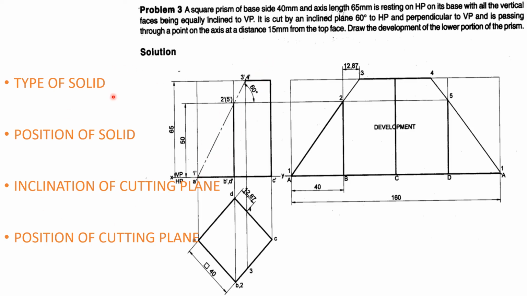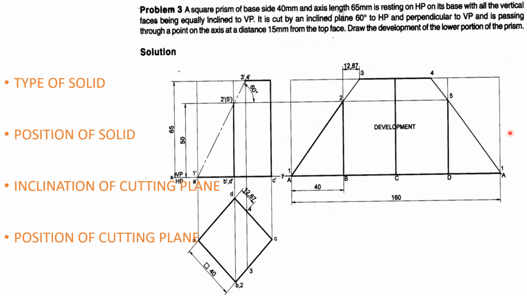So you take up any problem with respect to development, and you need to look for these four points only: type of solid, position of the solid, inclination of the cutting plane, and position of the cutting plane. Once that is done, the rest will be easy for us. Here it is a square prism. When you cut and open up a square prism, we get four rectangular faces. If it is a pentagonal prism, five rectangular faces.